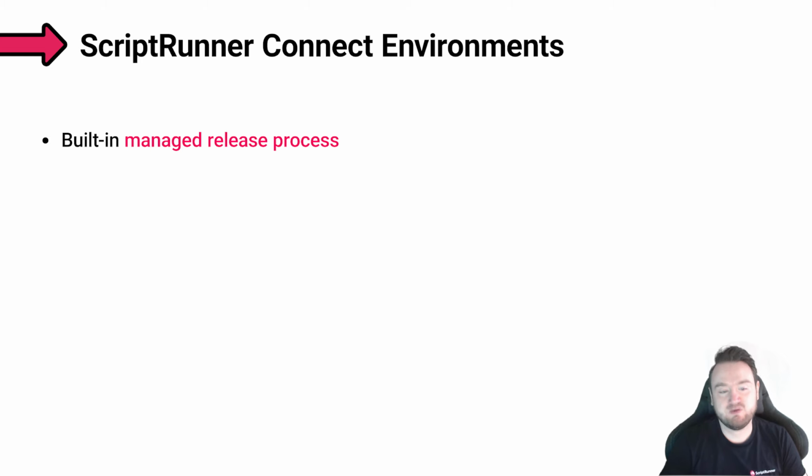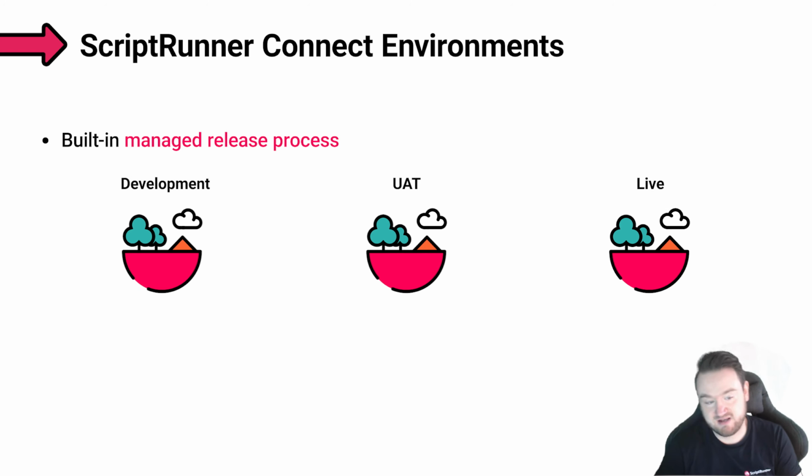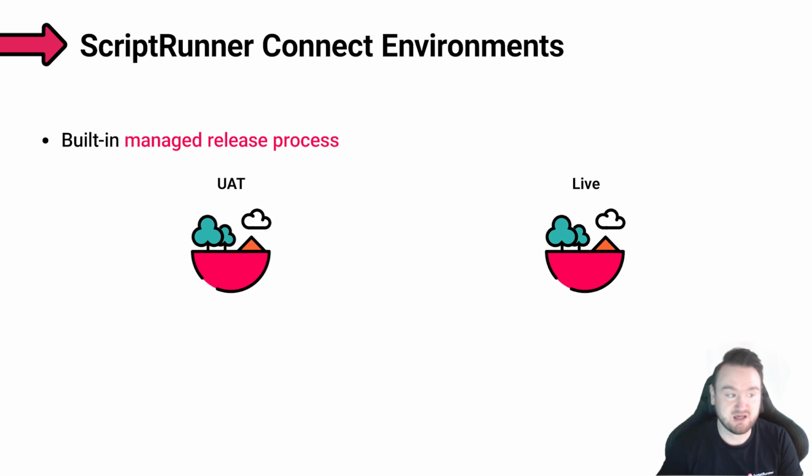For those unfamiliar with what a managed release process might look like, generally, when you're creating tools or additions or modifications to software environments, you will have 2 or 3 different environments or different versions of those environments so that you can manage releases correctly. Usually you'll have live, UAT, and development, or just UAT and live.